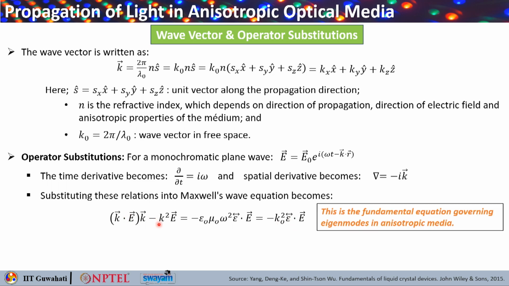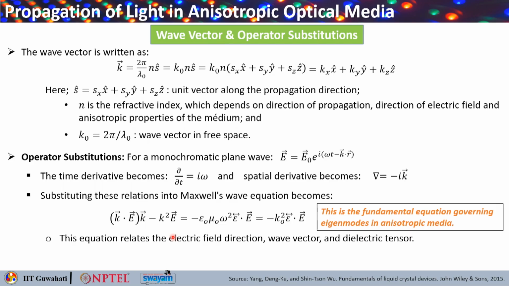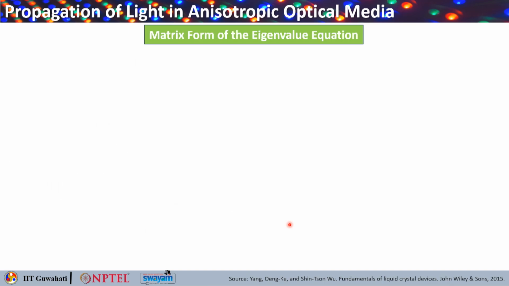So this becomes the fundamental equation that governs the eigenmode in an anisotropic medium. And you see the beauty of this equation, this basically relates the electric field vector, the wave vector, and the dielectric tensor. So, electric field vector, dielectric tensor is the material property, and the wave vector tells you the wave propagation direction. So, all these things become related here.